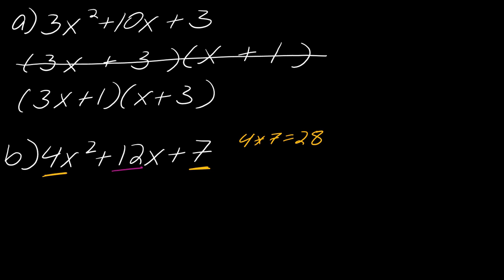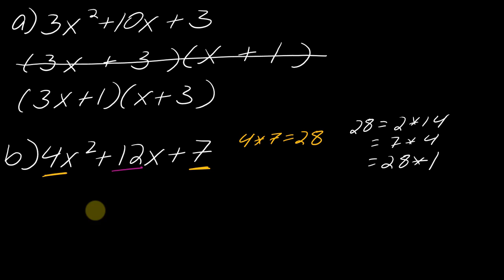If I just start writing out factors of 28, this would be 2 times 14, 7 times 4, and 28 times 1. And those are all the ways that you can really multiply out to get to 28, right? There's no other way that it can be done. So looking at these, do any of these produce 12? None of them, right? And so actually for this one, and this is a thing that you've always got to watch out for, this does not factor.